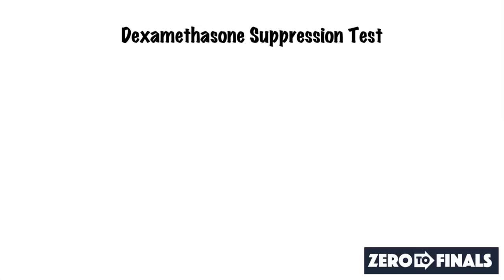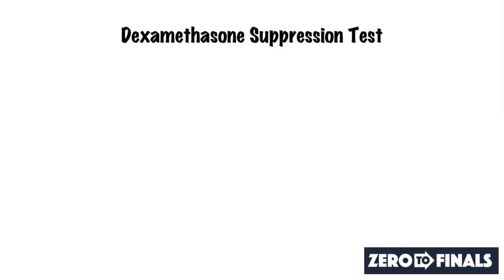I wanted to go through the dexamethasone suppression test. Before we go through this test, a prerequisite is to understand the adrenal axis and understand the causes of Cushing's syndrome. Now, in order to do that, you can go and check out the video that I made. That should explain everything that you need to know to get into this video.